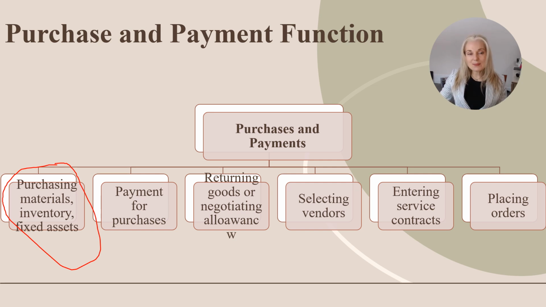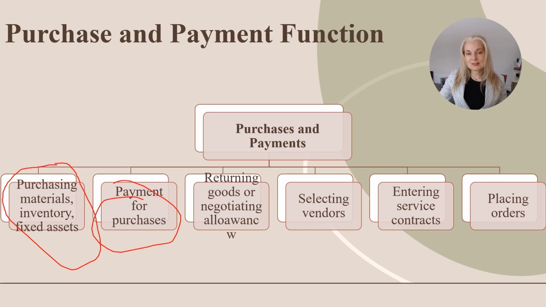Then we have our payment for purchases, and once again, our payment is very different for regular vendors that we have relationships with versus if we are making a big purchase. You would probably have much more approval for a purchase that costs over $1 million than purchases that are under $1 million. Then returning goods and negotiating allowances if the goods are not up to standard. How do you return them? Are you allowed to have some kind of allowance for returns?